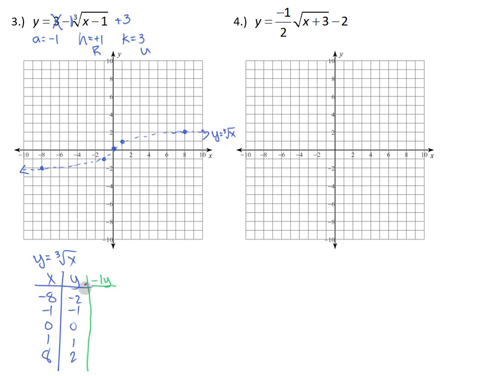So if I multiply all these by -1, I get +2, +1, -1, and -2. And of course, this is equivalent to a reflection over the x-axis here. So plot all these in. Here's our reflection. Okay, so that's y equals negative cube root of x. Lastly, we need to do our shifts.